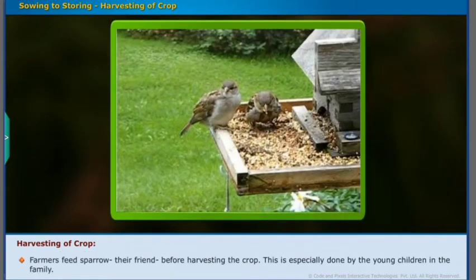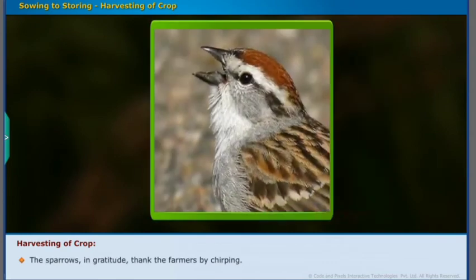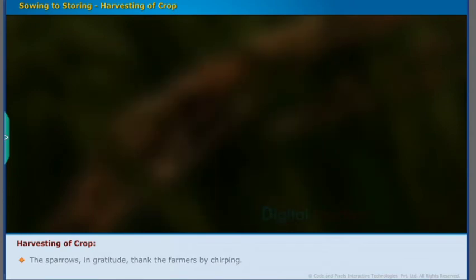Farmers feed the sparrow, their friend, before harvesting the crop. This is especially done by the young children in the family. They collect ripened grains, make a bundle of it, and put it at the top of their roof for them to eat. The sparrows, in gratitude, thank the farmers by chirping.